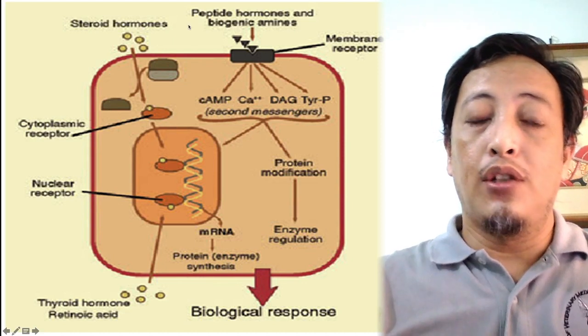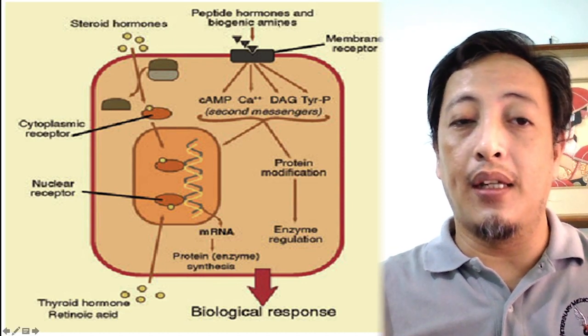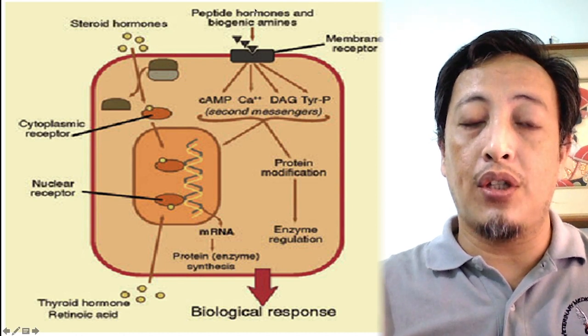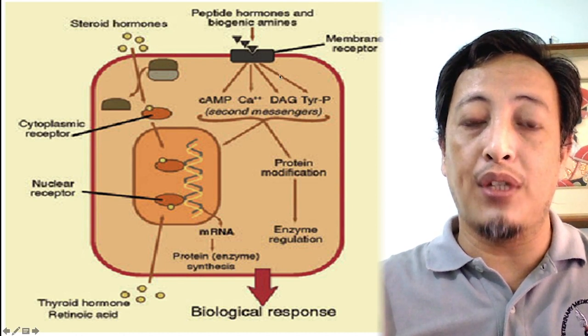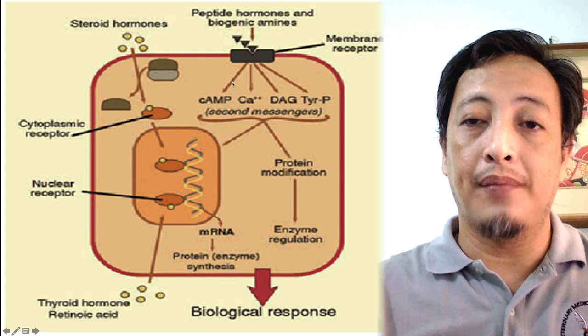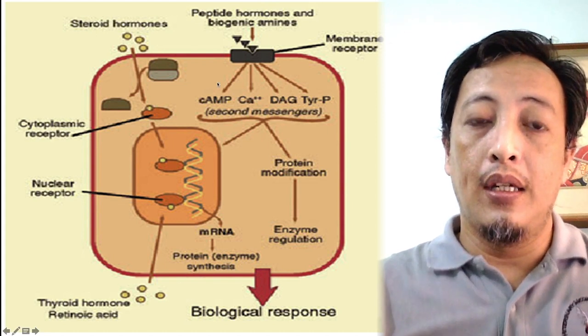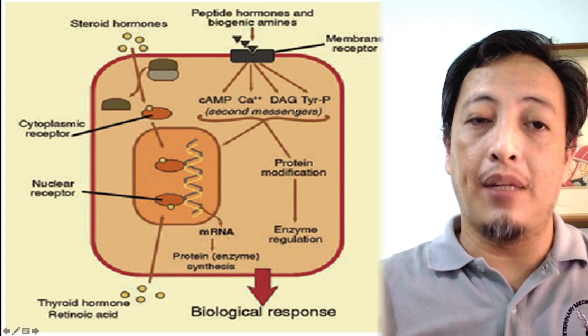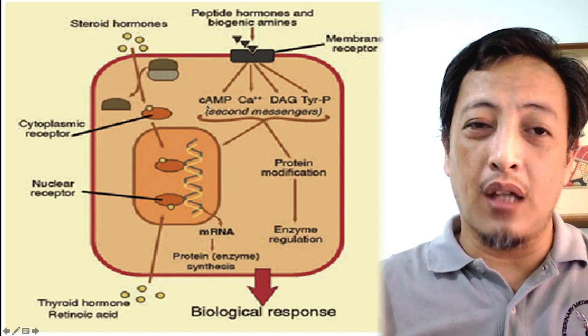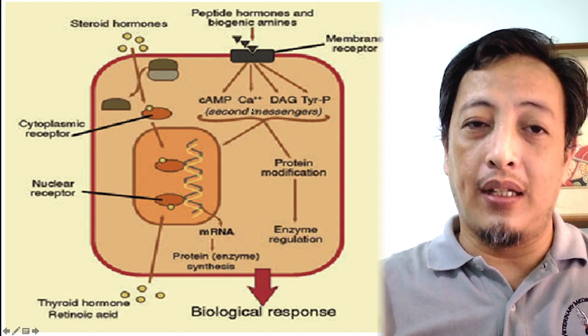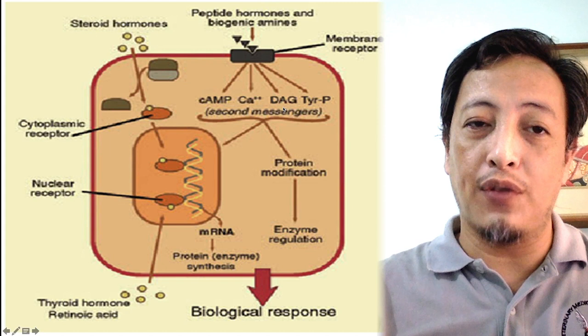Whereas yung mga non-fat soluble naman, ang ginagawa nila is to change the chemical composition of the cytoplasm or the cytosol. Okay? So pwedeng pinapataas nila yung cyclic AMP, calcium levels, diacylglycerol, or tyrosine phosphate.